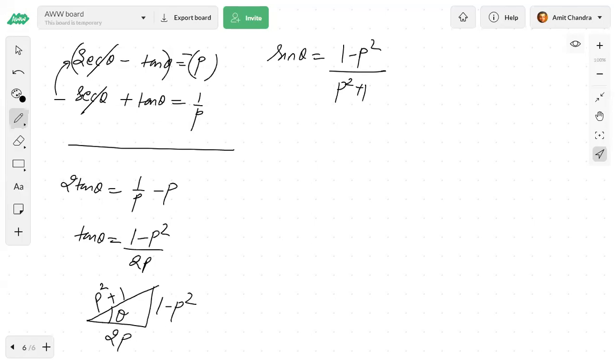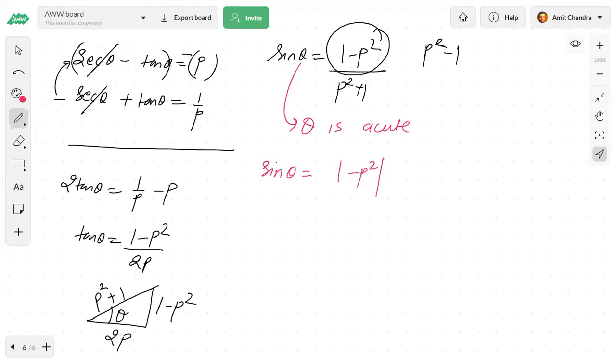Okay, remember this thing. Again, I am telling you, 1 minus P square and P square minus 1. If you are having confusion in this, then remember, if they have given that theta is acute, then simply write sine of theta is equal to modulus of 1 minus P square divided by P square plus 1, because sine is always positive, but this can be negative as well as positive. So if theta is acute, simply write this thing with modulus. For theta to be acute, this should be positive.